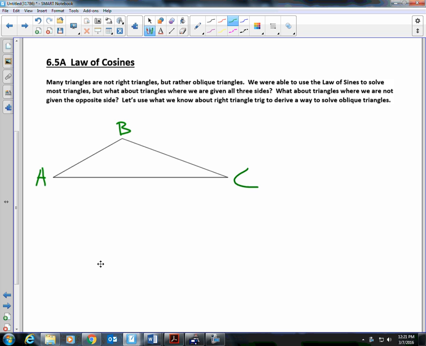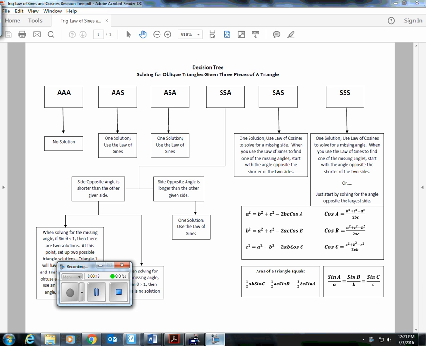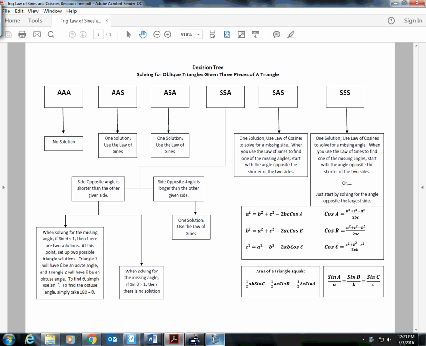Okay, as you look at your decision tree, there's a big question that we have. And that question is, what do we do about triangle scenarios that we have not discussed yet? We have angle, angle, angle. We have angle, angle, side. Angle, side, angle, and side, side, angle. But what about these two scenarios of side, angle, side, and side, side, side?